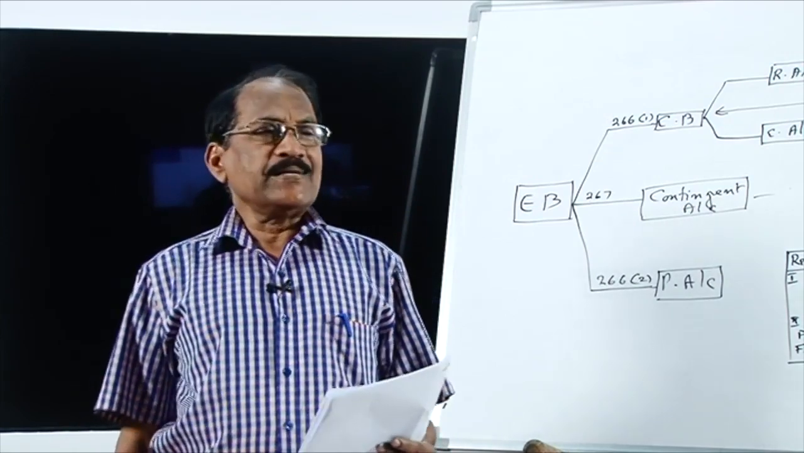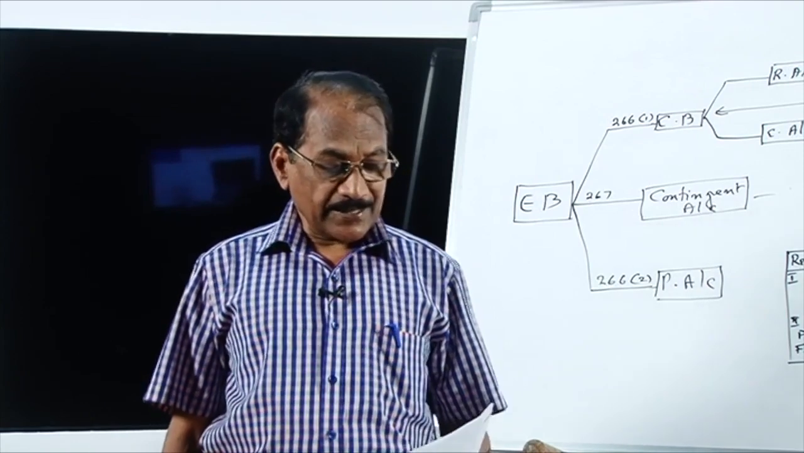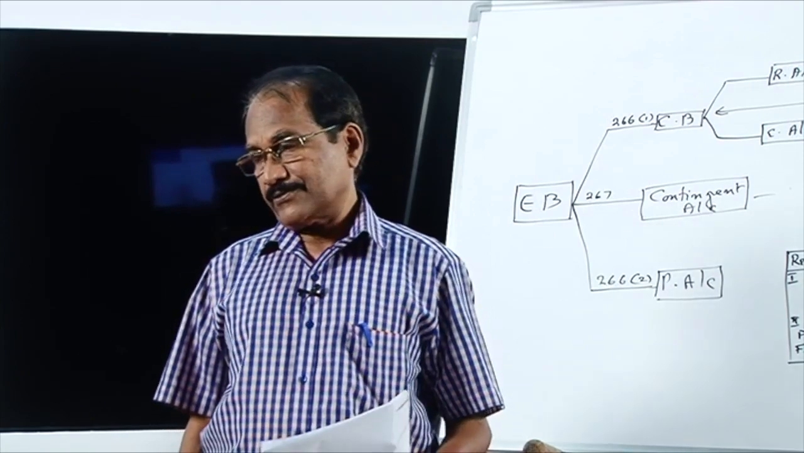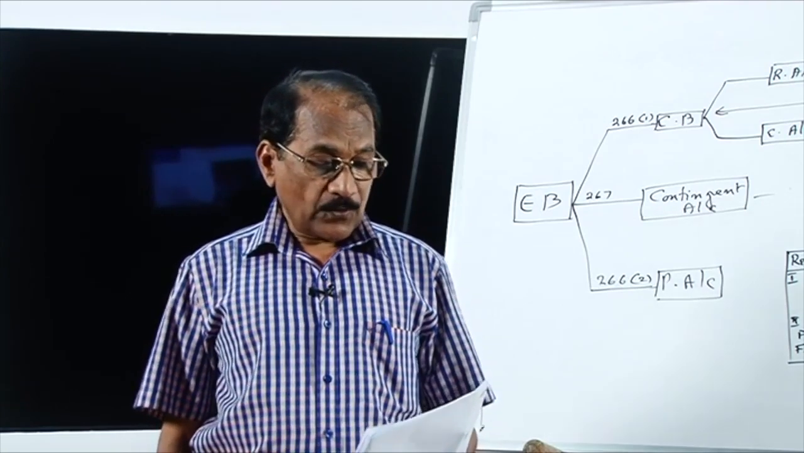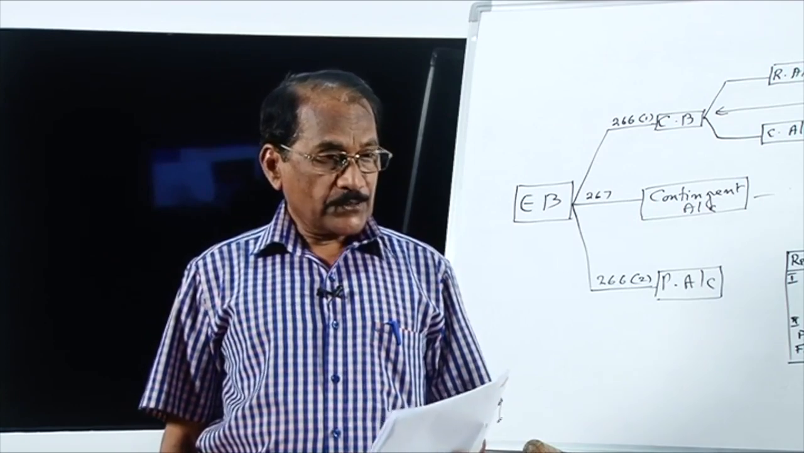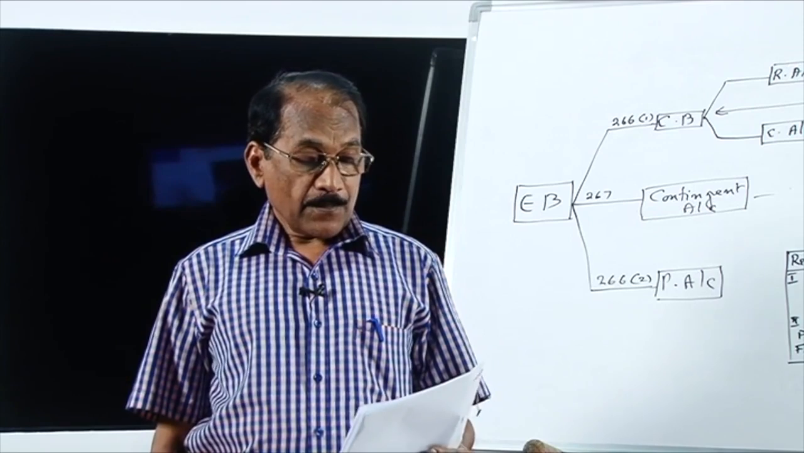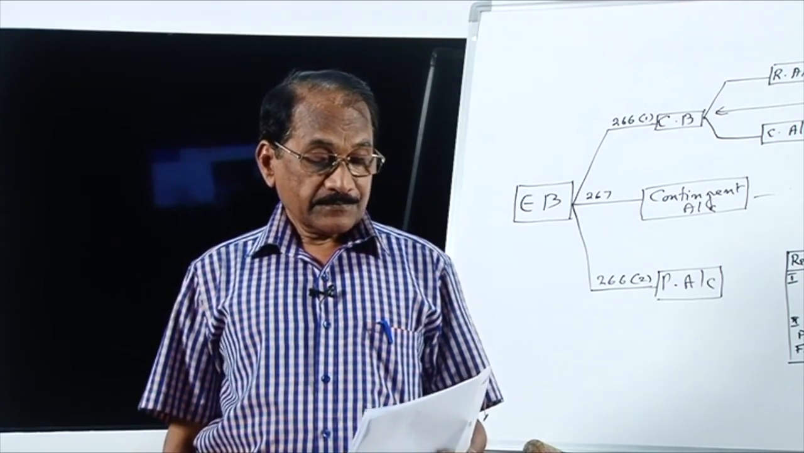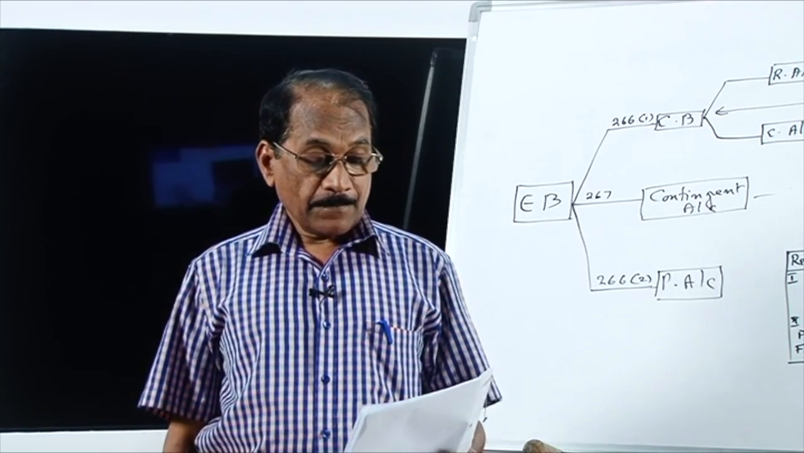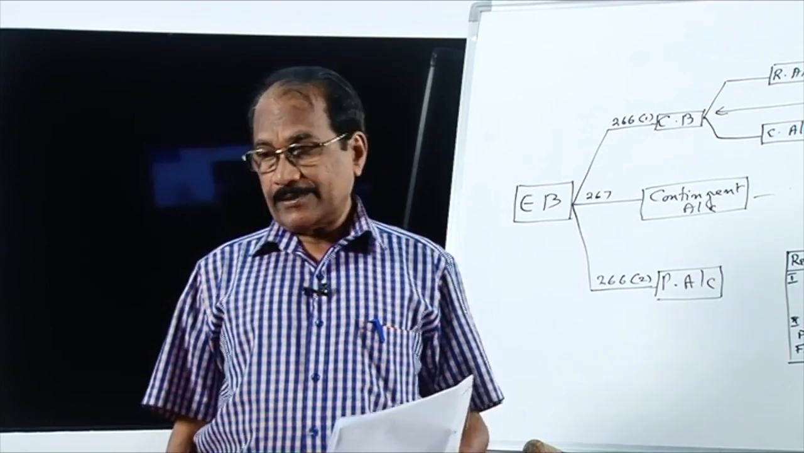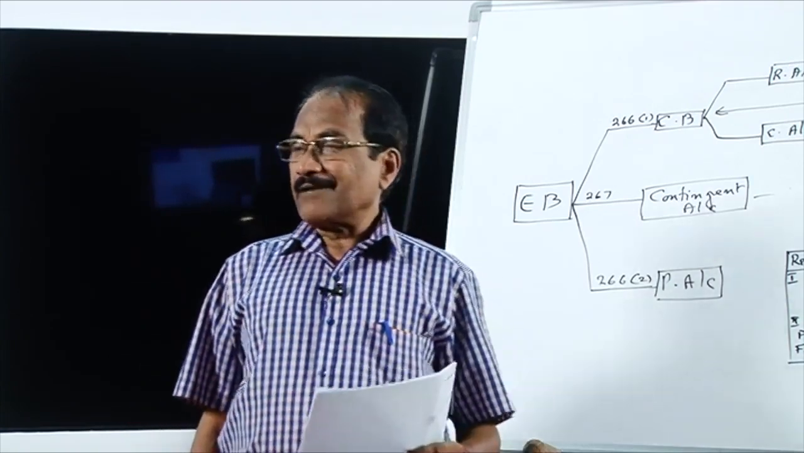Which of the above statements is or are correct? If you want, you can also note the codes. Code A: 1, 2. Code B: 1, 3. Code C: 2 only. And code D: 2, 3. Take the statements of the question one by one.